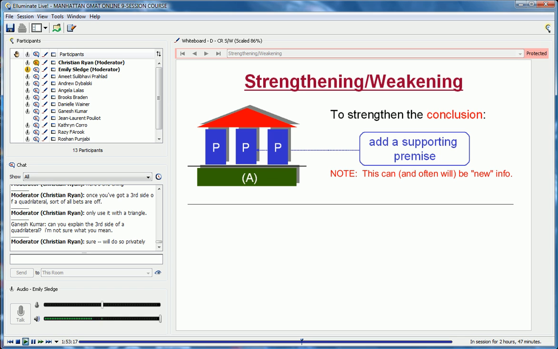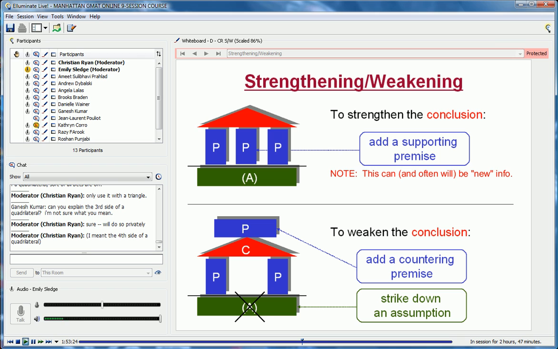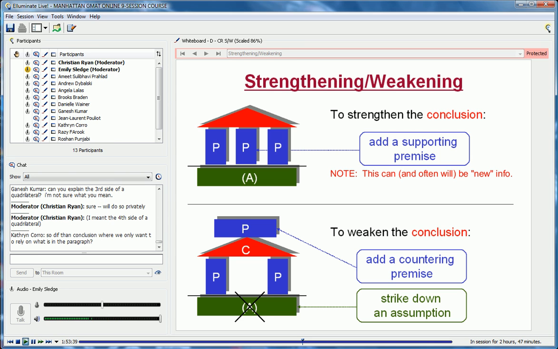To weaken an argument, there are two ways to do that. You can either add a countering premise, sort of like a negative point that you hadn't yet thought of. I think of those as the yeah, but premises. And the other way is to strike down an assumption upon which the argument relies. And I'll give you an example of both.